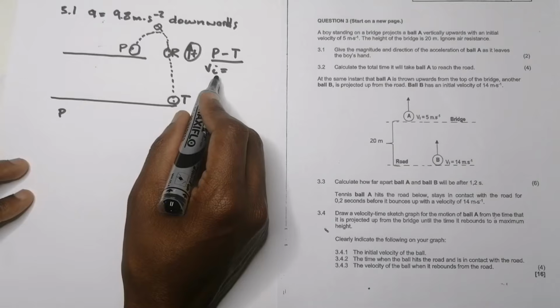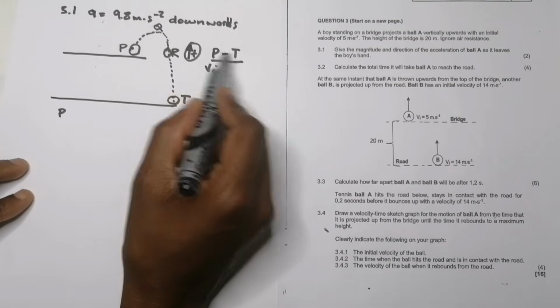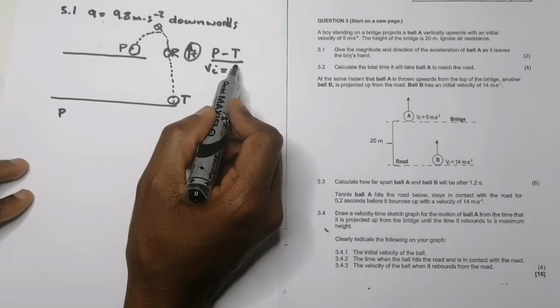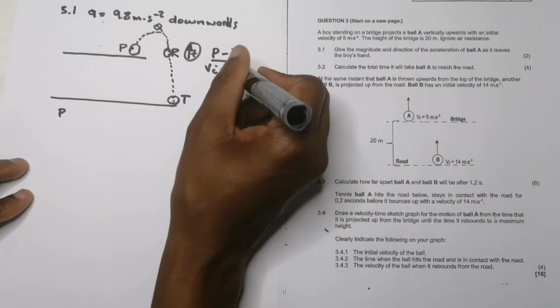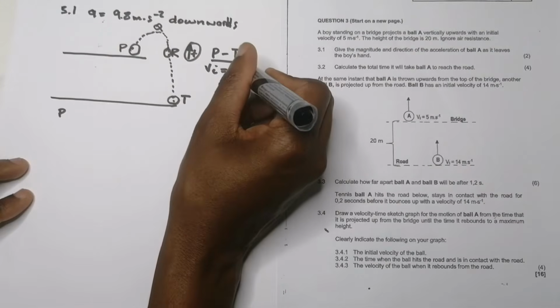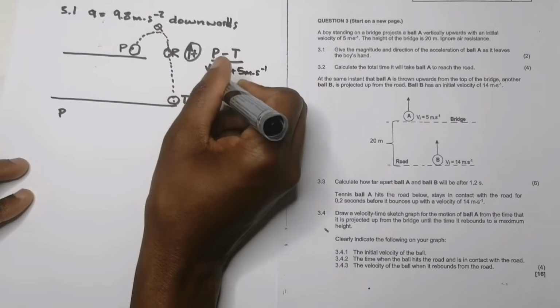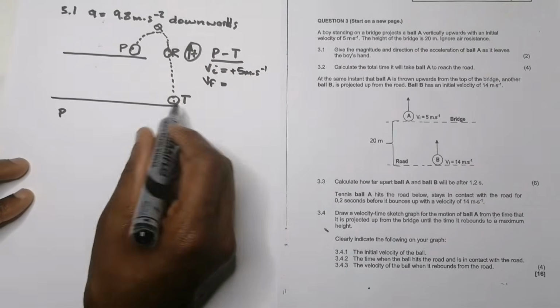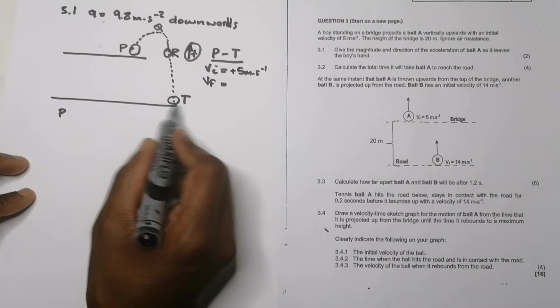So in this case, initial velocity, remember, P is my starting point, T is my end point. All right, so my initial velocity is going to be positive 5 meters per second. Final velocity when it gets to the ground there, please remember we don't know that velocity, because we're talking about the velocity just before it hits the ground.